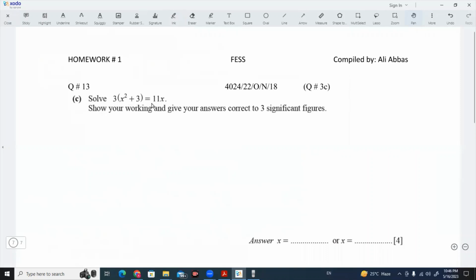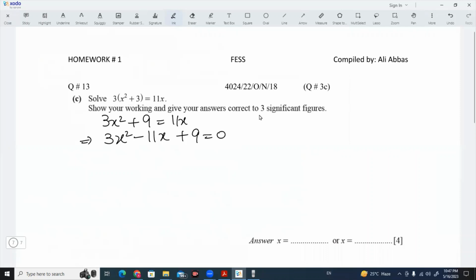That is wrong. Only in that case, when two terms multiply and the result is 0, can you do that. Now open the brackets. So 3 times x squared is 3x squared, plus 3 times 3 is 9, equals 11x. Now bring 11x onto the left-hand side. The sign is changed to negative, and plus 9 is here.